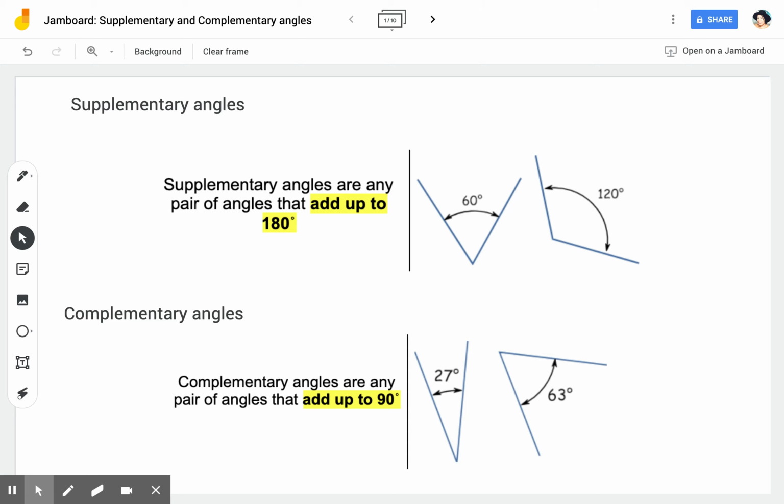Hi, y'all. Ms. Sugo here, and we are going to talk about two special relationships between angles. One is supplementary angles, and the other is complementary angles.